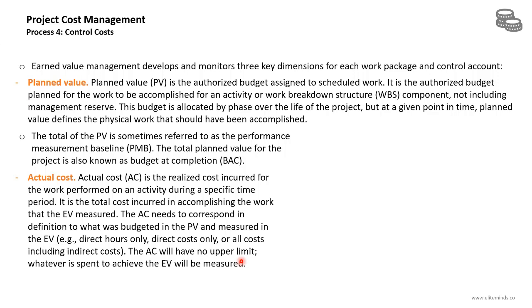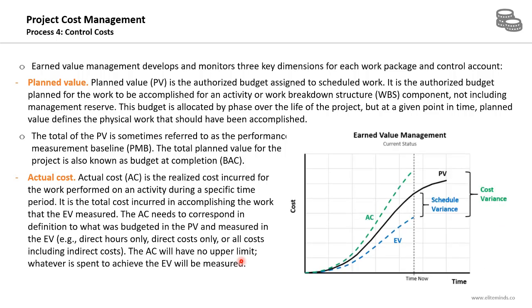So the actual cost is what you actually spent on your project. So if we are today in January and the project started 3 months ago, and so far we spent like $3 million US on the project, this is the actual cost, what you actually spent on the project as the project manager.